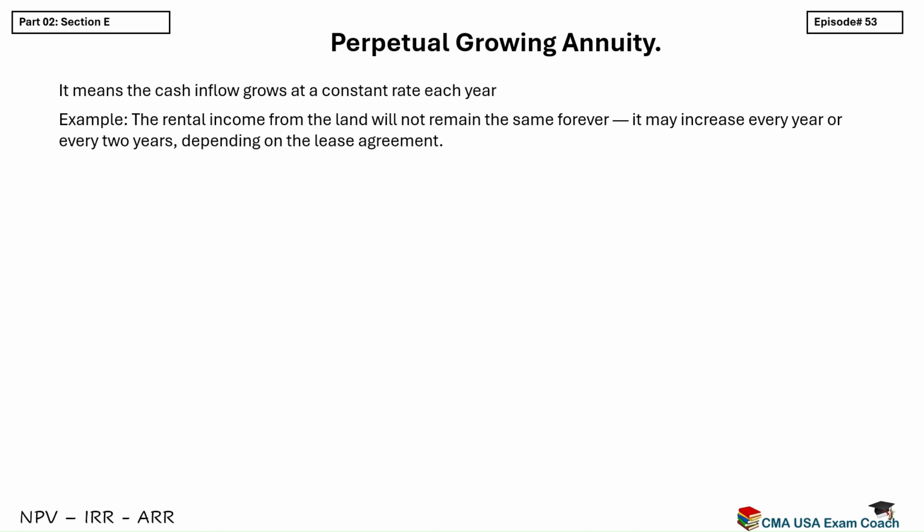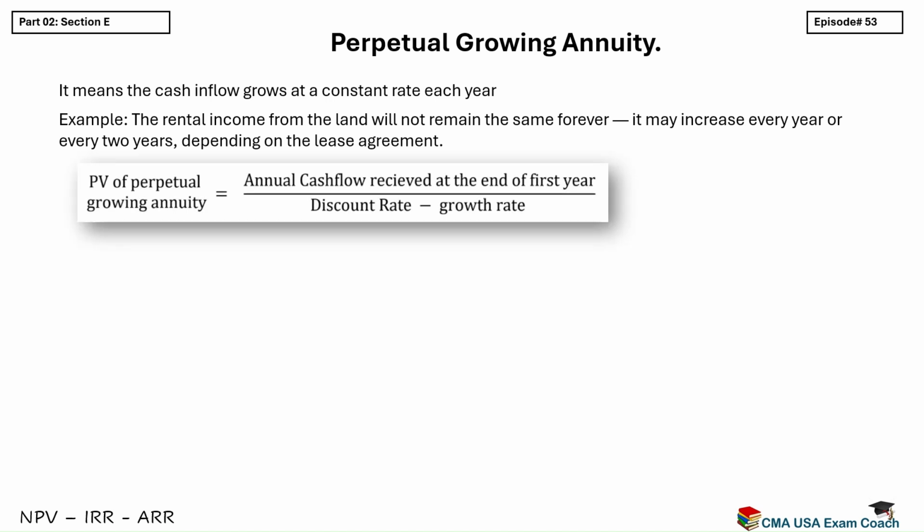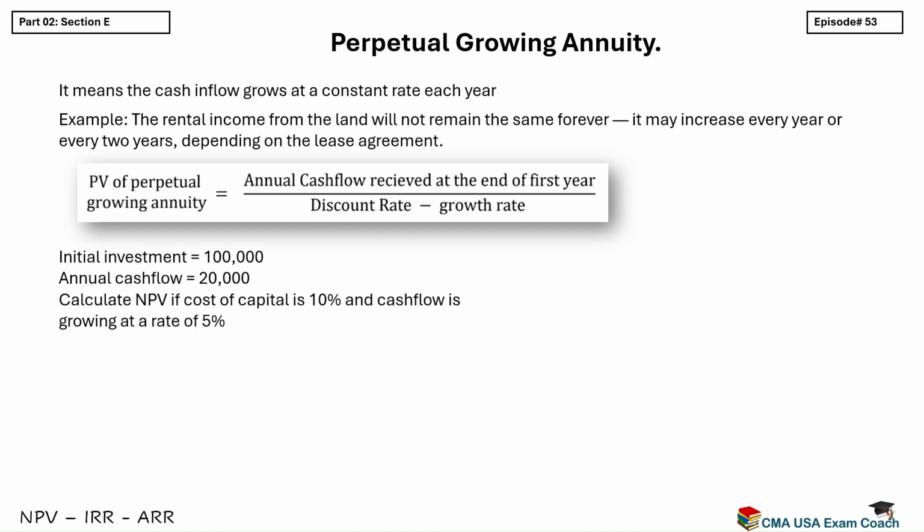This increasing rental income is a perfect example of a perpetual growing annuity because the cash flows continue indefinitely and grow over time. The formula to calculate the present value of a perpetual growing annuity is PV of perpetual growing annuity equals annual cash flow received at the end of first year divided by discount rate minus growth rate. Let's look at a simple example. Suppose the initial investment is $100,000. The project is expected to generate $20,000 every year, and this cash flow will grow at 5% per year indefinitely. The cost of capital is 10%.